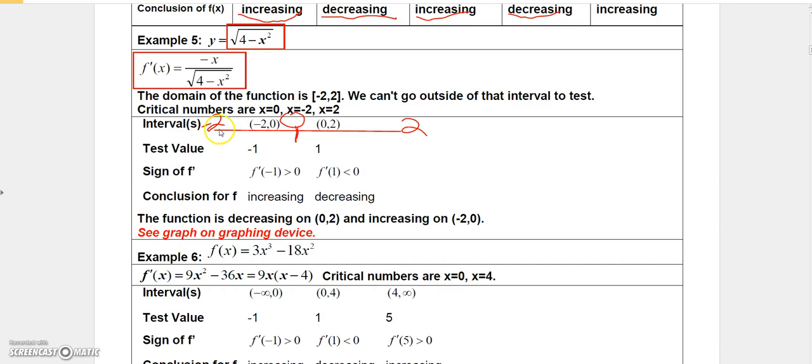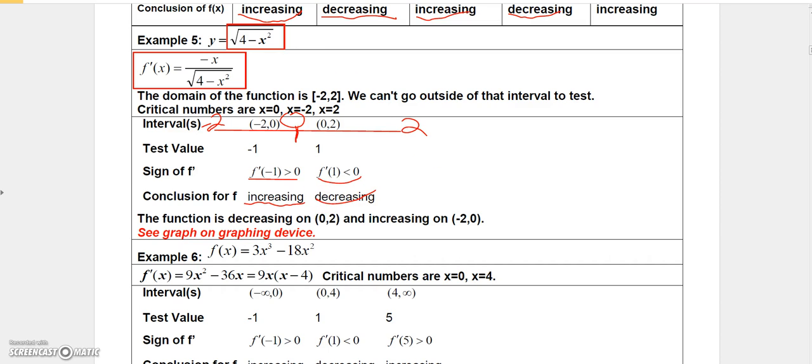So I wanted to pick a number between -2 and 0, so I chose -1. And so when I plug -1 into this derivative, I got a -1 on top and a positive number in the radical. So that would be a negative divided by positive is negative. I'm sorry, okay, let's start over. I completely messed that up. I got a minus -1, so I get a positive in the numerator divided by a positive. So a positive divided by positive is positive. So the function is increasing on that interval. And then when I plug 1 in, I'll get a negative divided by positive, which is going to be negative. So the function is decreasing on that interval.